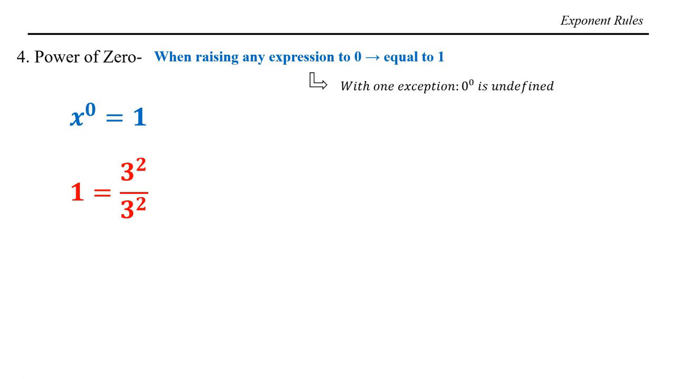So 1 can be rewritten as 3 to the power of 2 over 3 to the power of 2, right? You could really put anything in there. We could have 2 squared over 2 squared, or 5 to the power of 6 over 5 to the power of 6. But that would be equal to 3 to the power of 2 minus 2, based on the quotient rule that we just learned. And 3 to the power of 2 minus 2 would be 3 to the power of 0, which, in turn, would be equal to 1.